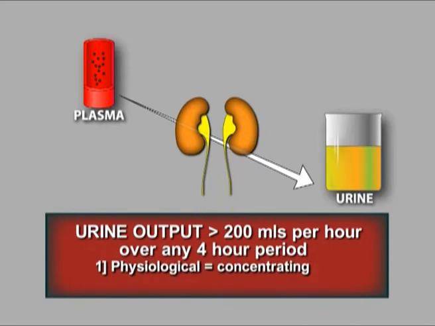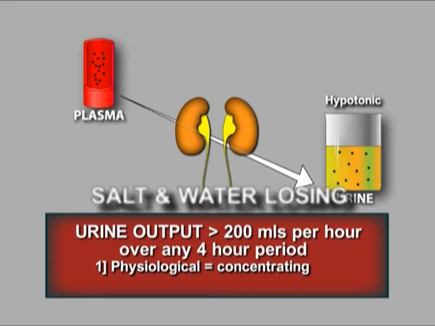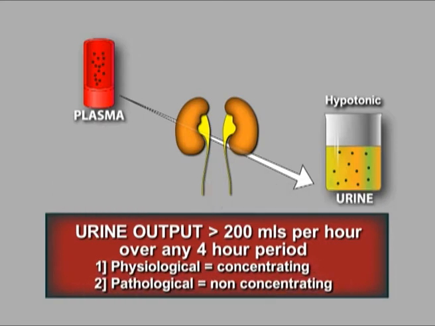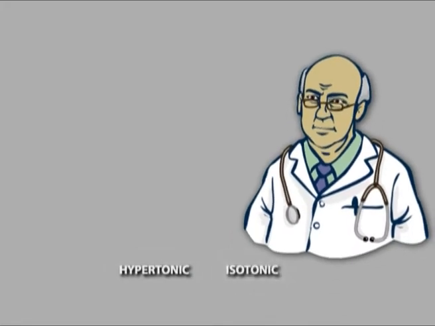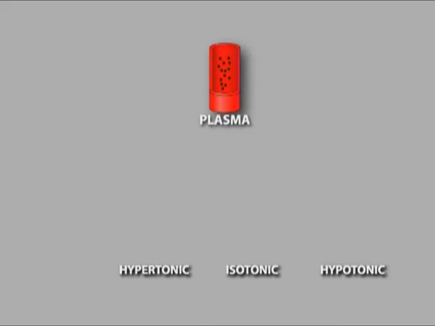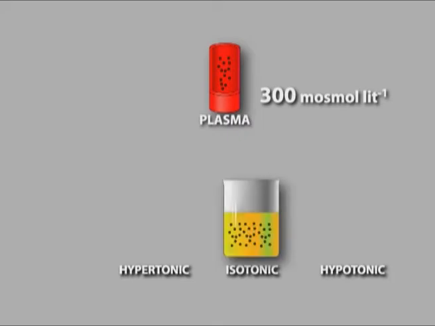However, if it can't and the urine becomes hypotonic relative to plasma, then the diuresis has become both salt and water losing and is pathological. Determining whether the urine is hypertonic, isotonic or hypotonic relative to plasma is really quite simple. The normal serum osmolality is about 300 milliosmoles per litre. Urine that is isotonic with plasma has a specific gravity of 1.01.